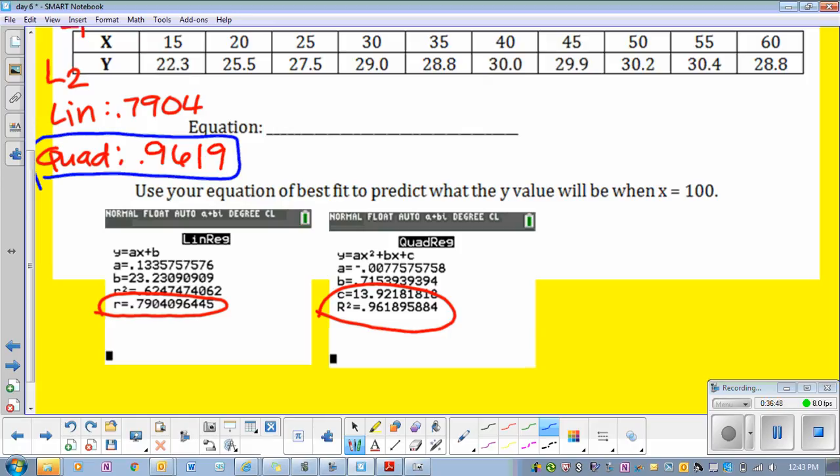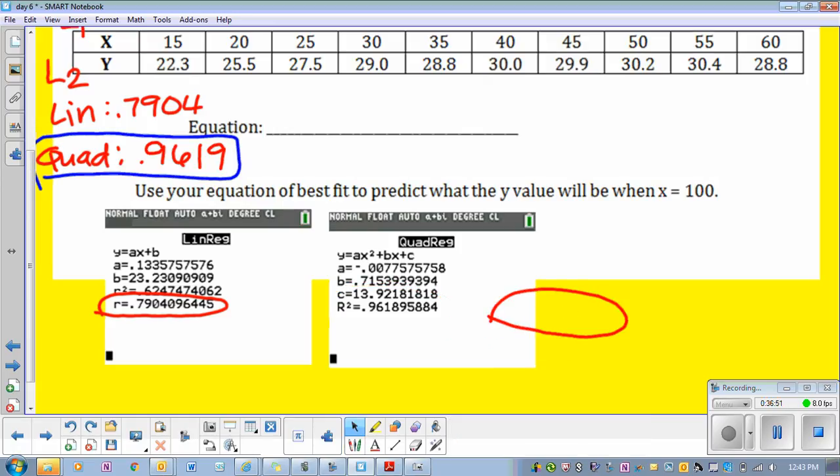Okay. So you want to use quad reg, okay? Because it has to be whichever one is closer to 1 or to -1. And 0.79, no, 0.96 is closer. So y equals, you have ax squared plus bx plus c, so you're going to plug in a, b, and c. So your a point -0.007008. We'll just have to round that to 3 places.